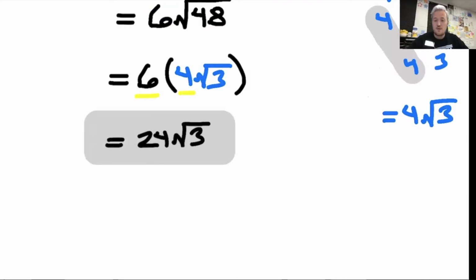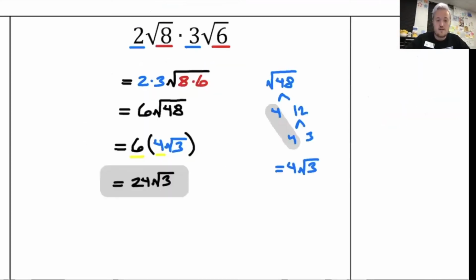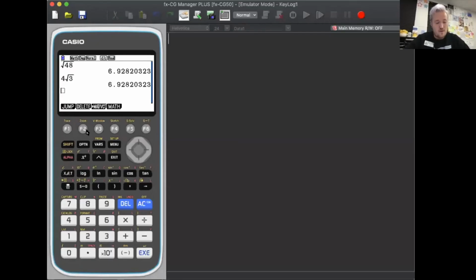All right, so once again, you can actually do these in the calculator just to check your work. So let me go ahead and show you real quick. If I do 2 square root of 8, you want to make sure your cursor's on the outside of the radical, and then multiply. Then 3 shift x squared, 6, and then press enter, and you get 24 root 3, which is what we just got.